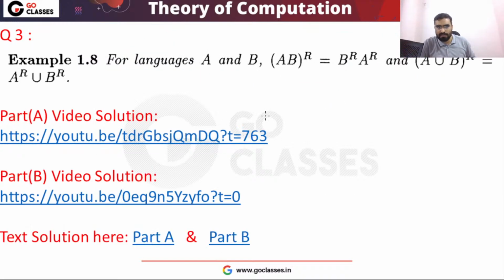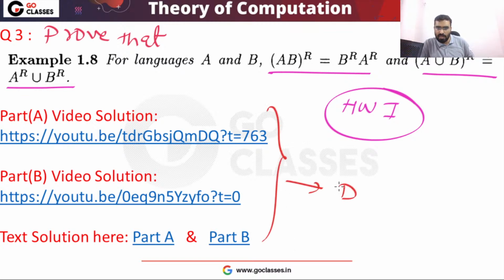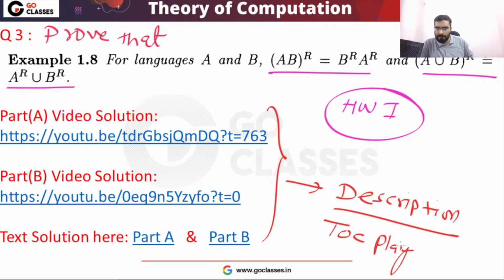Okay, let's see this question also we have done. This also prove that, okay, we need to prove this. So these two questions, first question is this, another question is this. These two questions also we have done already in the homework 1. You can find the homework 1 solutions in the description. Okay, in the description of this video, you can find the TOC playlist. Okay, so in the TOC playlist you can find this homework 1 solution. Okay, anyway, so these questions also we have seen.